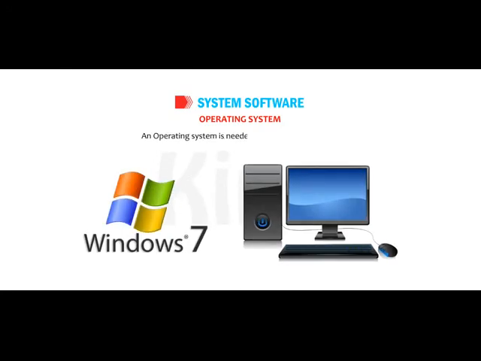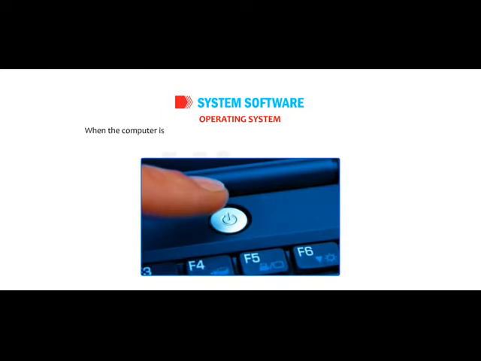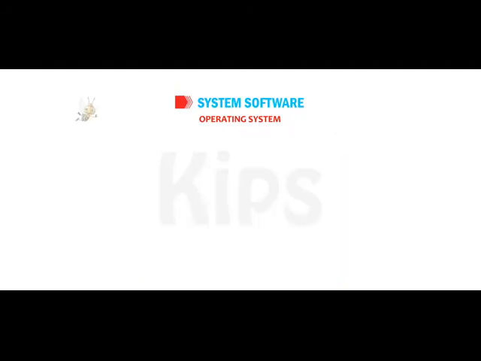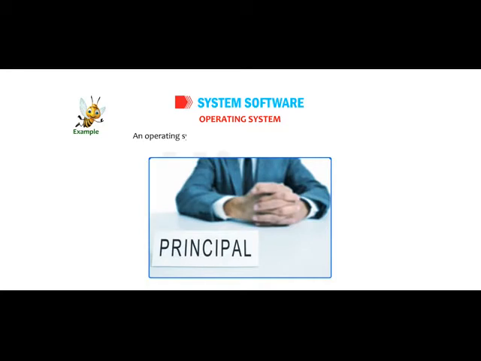Operating system. An operating system is needed to operate a computer. It controls the overall activities of a computer. It acts as a link between the user and the hardware and enables them to work together. When the computer is switched on, the operating system is the first program that gets loaded in its memory. Now let us look at an example for clear understanding.